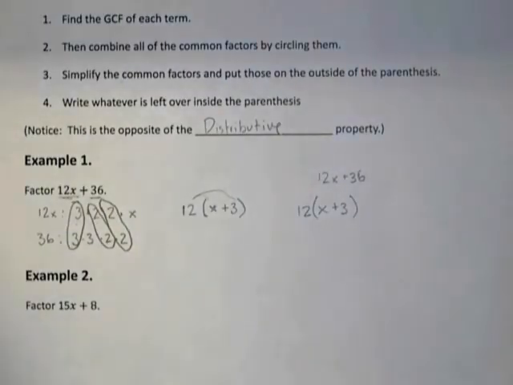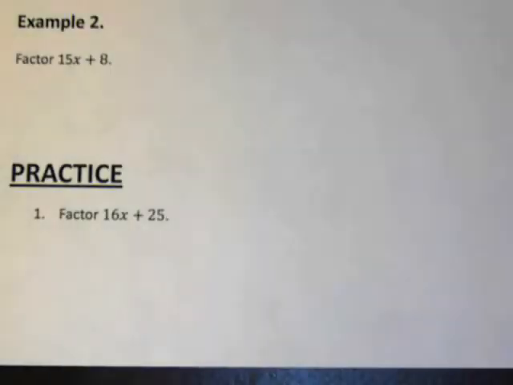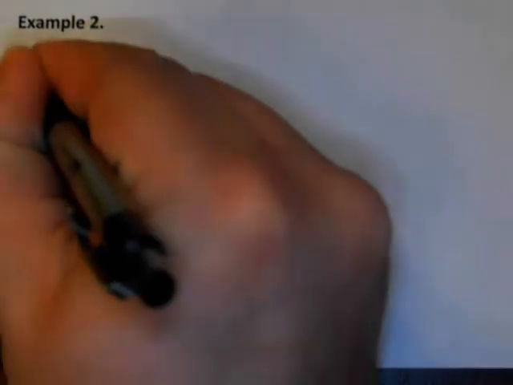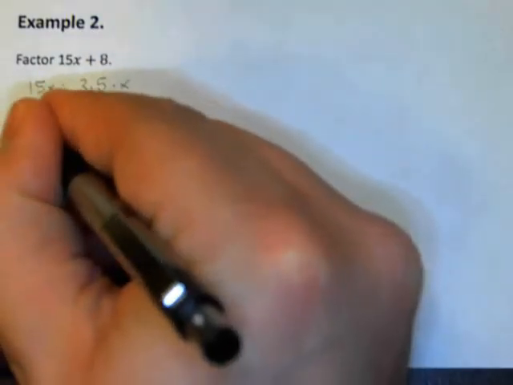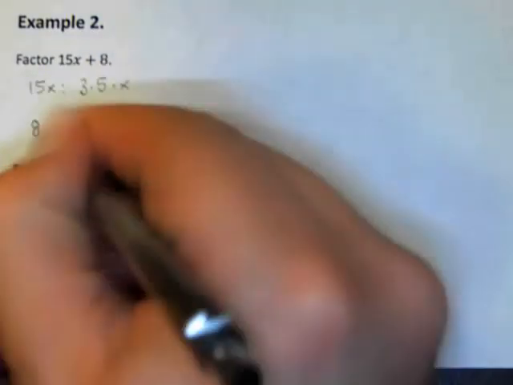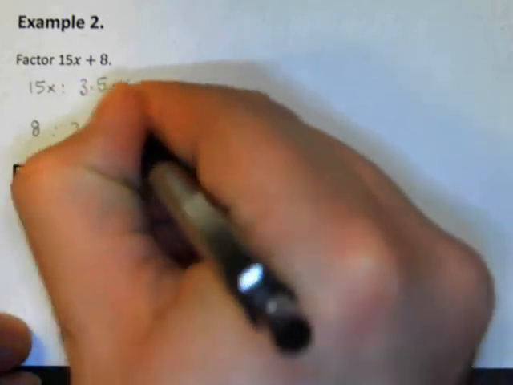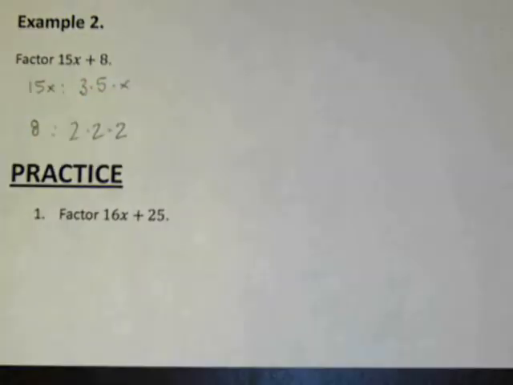Let's do example 2. Example 2 says to factor 15x plus 8. So we have 15x as our first term, and 8 as our second term. We know that 3 times 5 is 15, so we can do 3 times 5 times x. And 8 is 2 times 4, and 4 is 2 times 2, so that's 2 times 2 times 2. We've found the greatest common factor of each term.